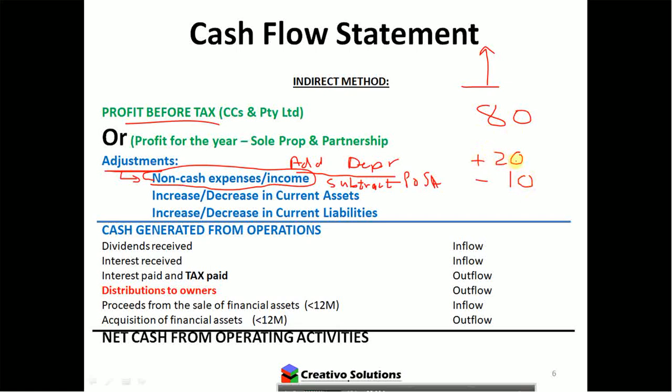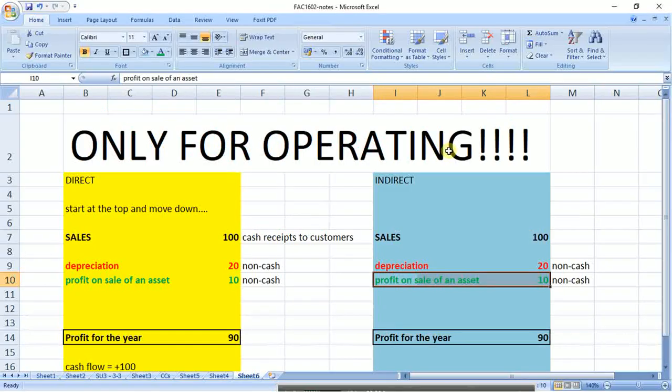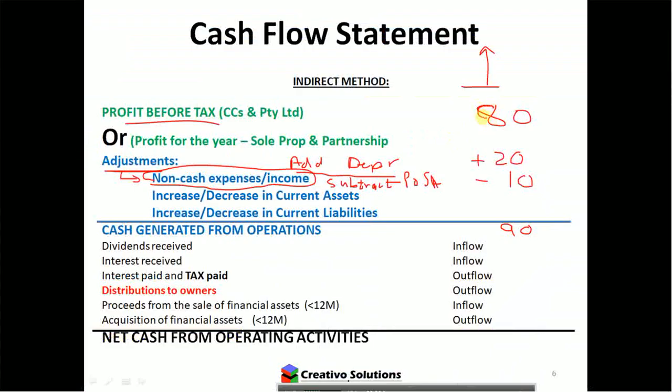So what is 80 plus 20? 80 plus 20 is 100. Minus 10, 90. Aren't we starting with 90? No, you're starting with 80. Oh, you're starting with 90. No, you're right. Starting with 90. So then this would be 80, and 100 would be 100. Oh, okay. That's right.